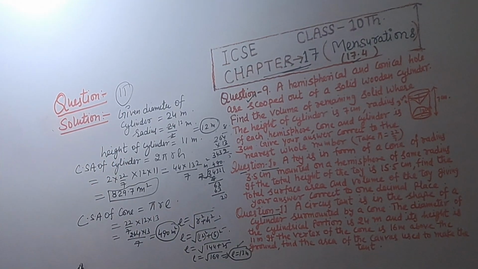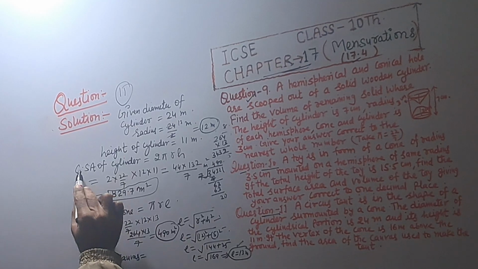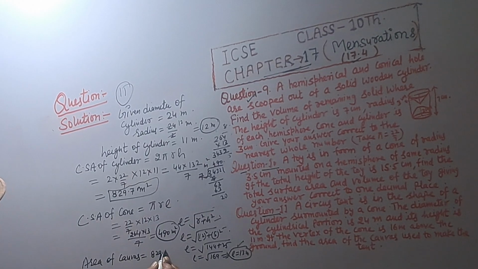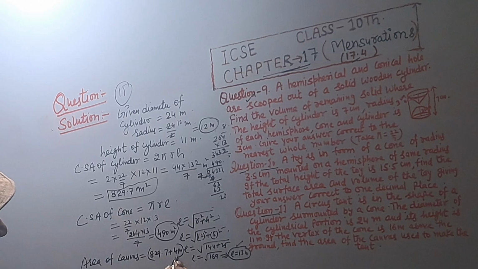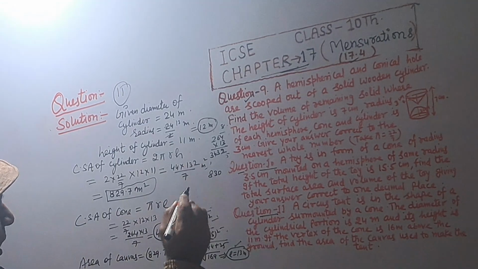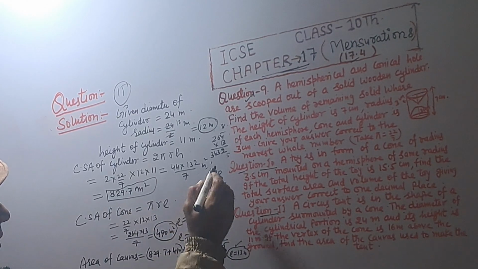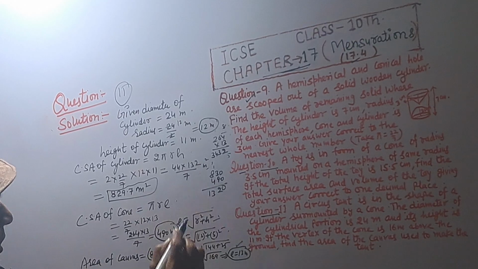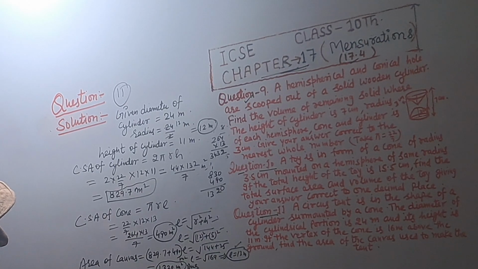Find the area of the canvas. Area of canvas is equal to curved surface area of cylinder, that is 829.71 approx, plus 490. 829 is equal to 830 approx, and 490 meter square, so the sum is 1320 meter square. Answer.